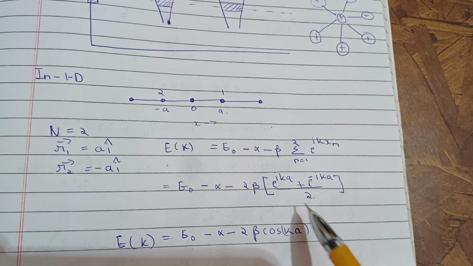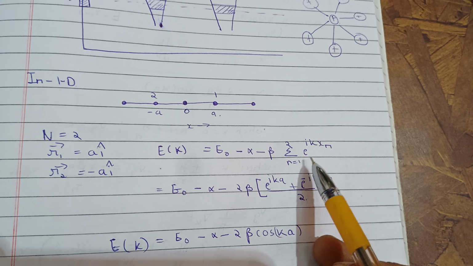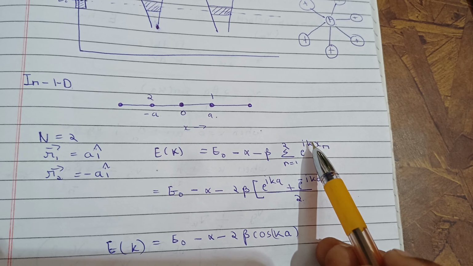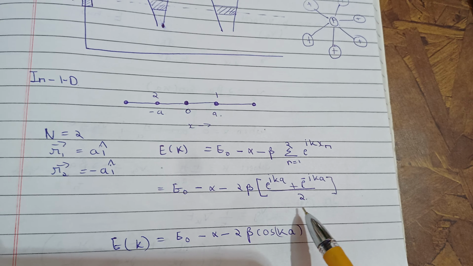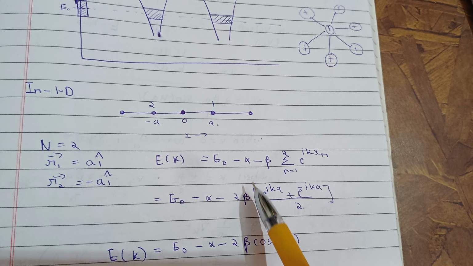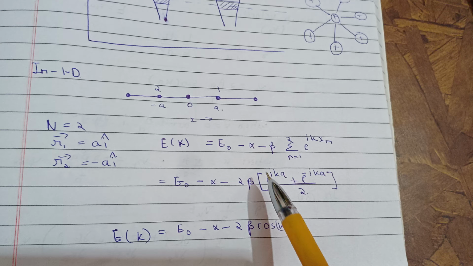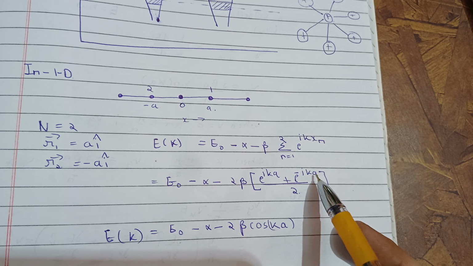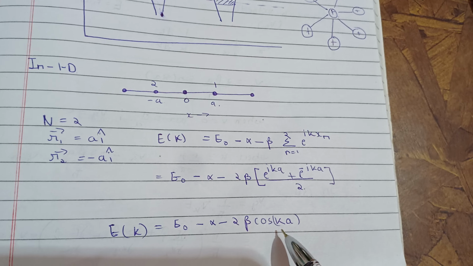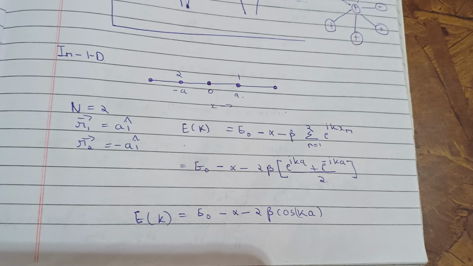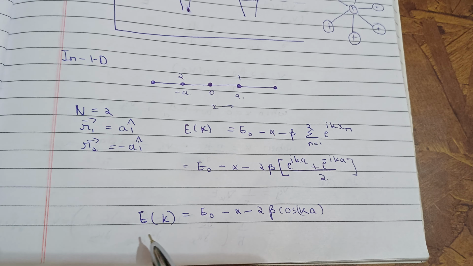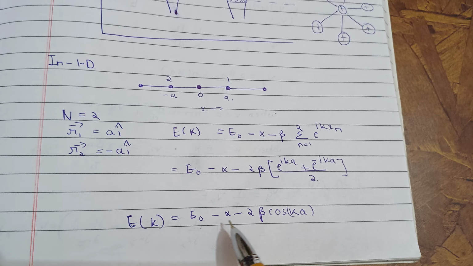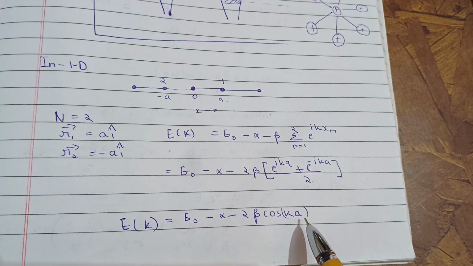We multiply and divide by 2 here. First we will get e to the power i k a plus e to the power i k minus a. Now divide by 2, multiply by 2. Now this is nothing but cos ka. You know how to get this, just try to solve it. Cos ka plus i sin ka, and likewise you will get cos ka as the answer after solving this. So for one dimension we get this equation, E(k) equal to E naught minus alpha minus 2 beta cos ka.